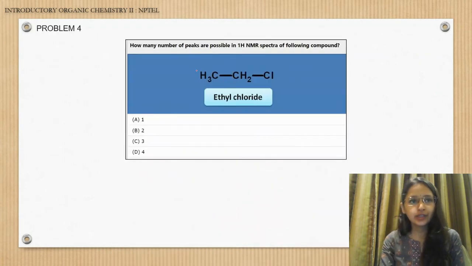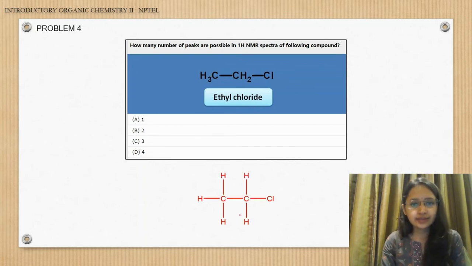So problem 4 is: how many peaks are possible in the 1H NMR spectrum of the following compound? So this is the compound. I have just expanded it to give you a better view. See guys, this is ethyl chloride, so one carbon has 3 hydrogens and the other carbon has 2 hydrogens. Now these 3 hydrogens are the methyl hydrogens.